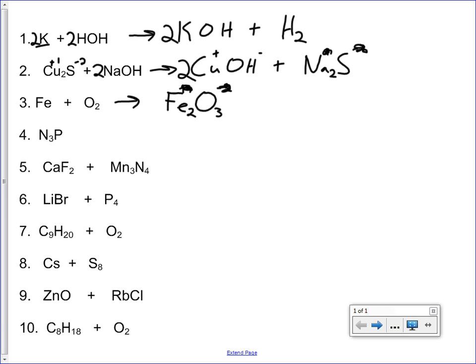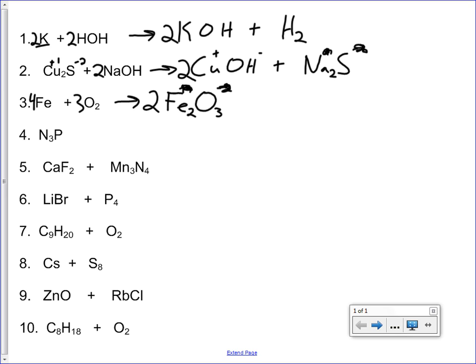Okay, now we have to balance. We can put a 2 in front of iron, but that's not really going to help us, at least initially, because there's an odd number of oxygens over here. Okay, so what do I have to do with the number of oxygens? Double it. That gives me how many oxygens now? 6. Okay, so I need a 3 there, and how many iron are there? 4. Okay.